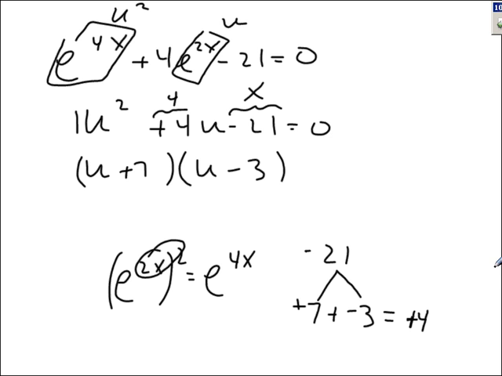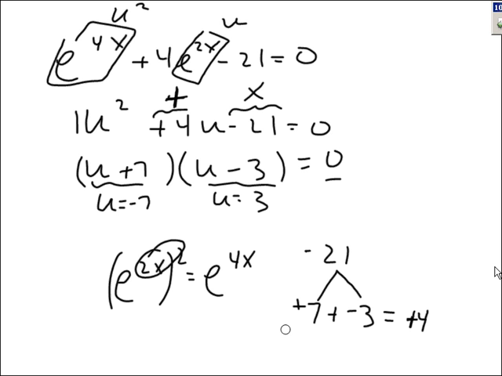Those two numbers, if you add them, add up to 4. And if you multiply them, they multiply out to negative 21. If this times that really does equal 0, then one of them has to be 0. Here u would be negative 7, and here u would be 3.